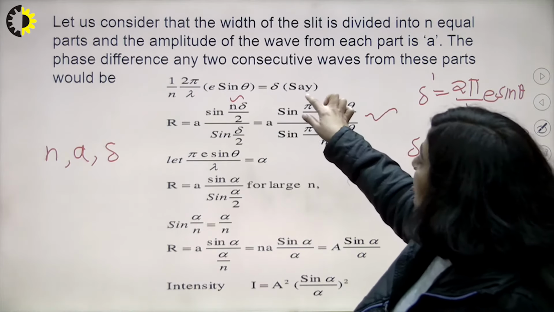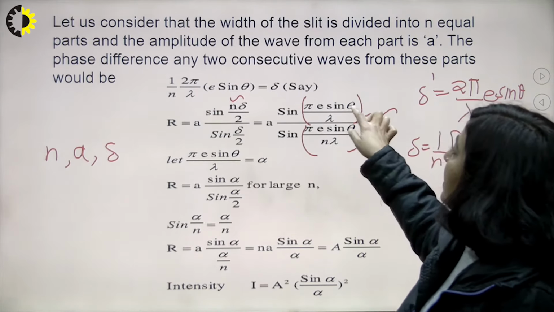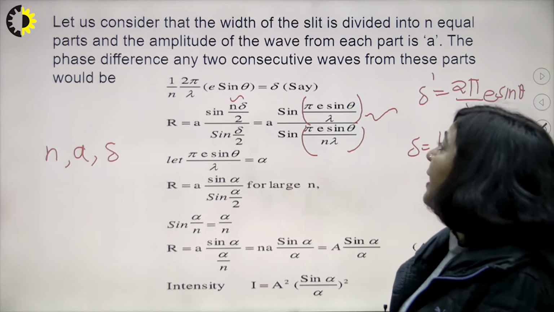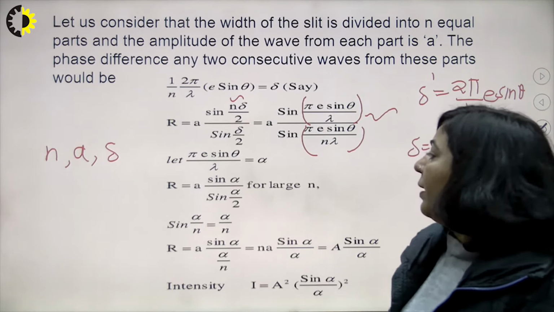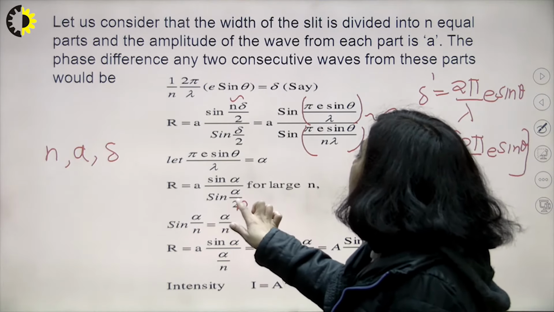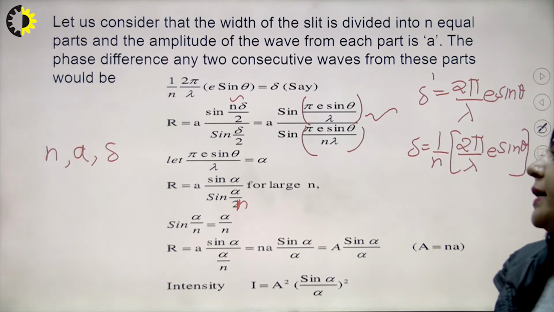And in this expression, we are going to substitute pi e sin theta upon lambda as alpha. So if you substitute this as alpha, you get A sin alpha upon sin(alpha by n). This is not 2, this is n. So the formula is A sin alpha upon sin(alpha by n).